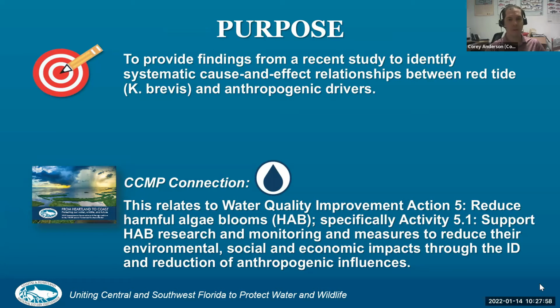The purpose of this is to provide findings from a recent study to identify systematic cause and effect relationships between red tide and anthropogenic drivers. The CCMP connection relates to Water Quality Improvement Action 5, reducing HABs, specifically Activity 5.1, supporting HAB research and monitoring and measures to reduce their environmental, social, and economic impacts through ID and reduction of anthropogenic influences.